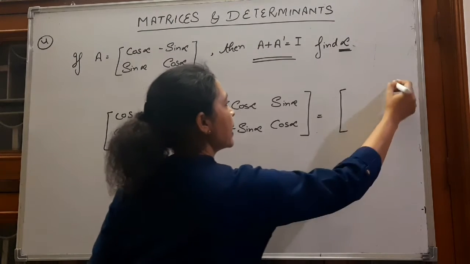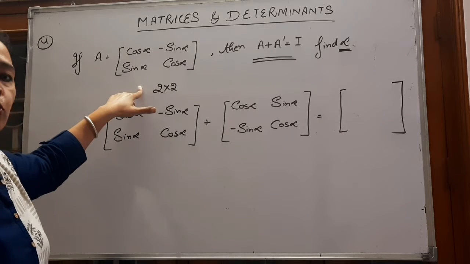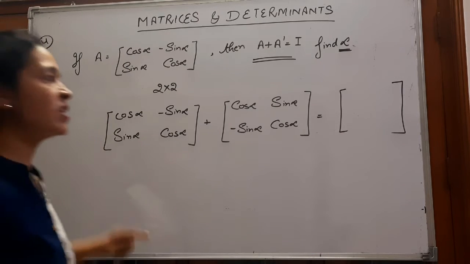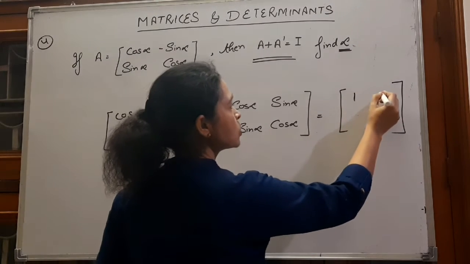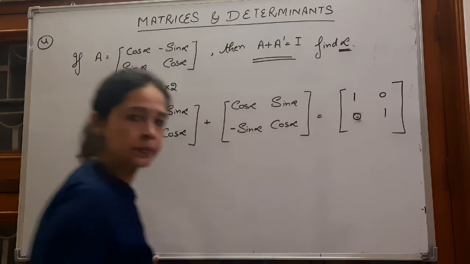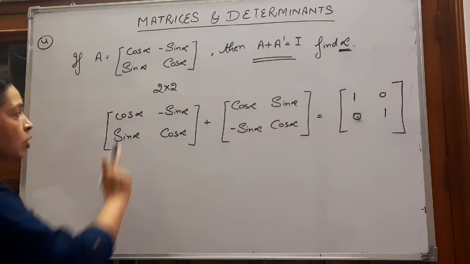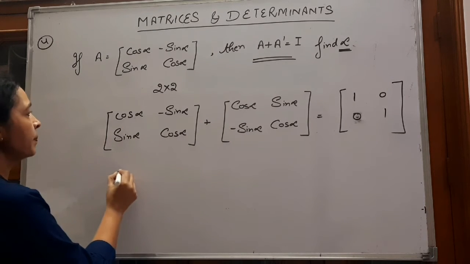What is I? Identity matrix. Our matrix is of the order 2 by 2, so the identity matrix must have the order 2 by 2. So, the identity matrix is 1, 0 and 0, 1. Now, we have to add these two matrices. The corresponding elements will be added.